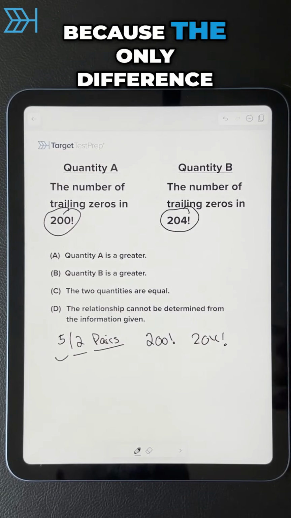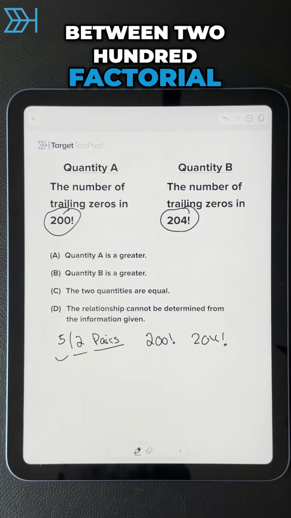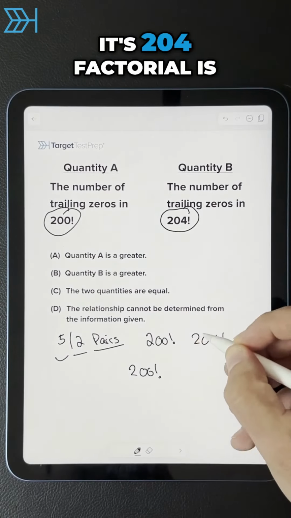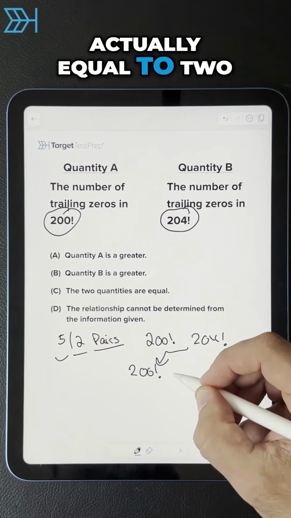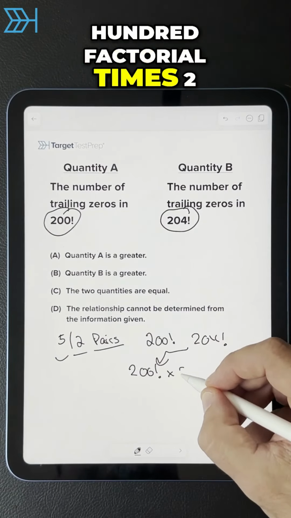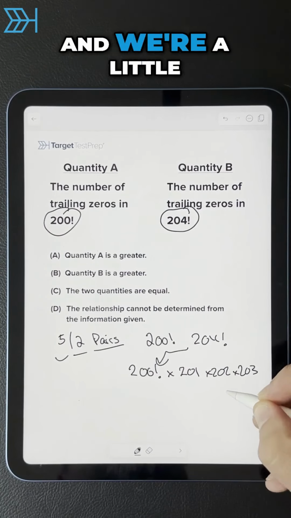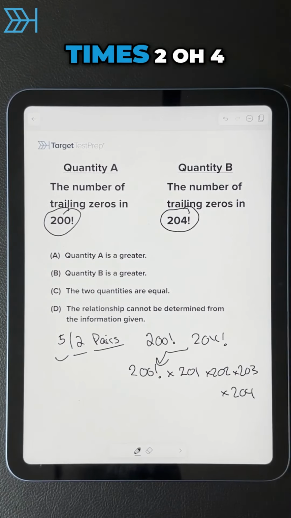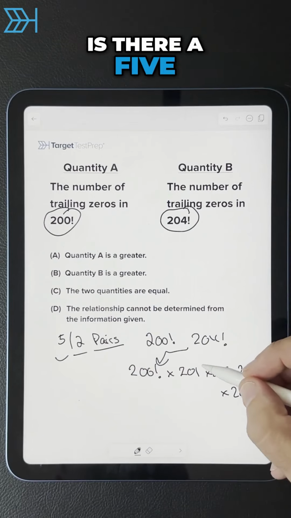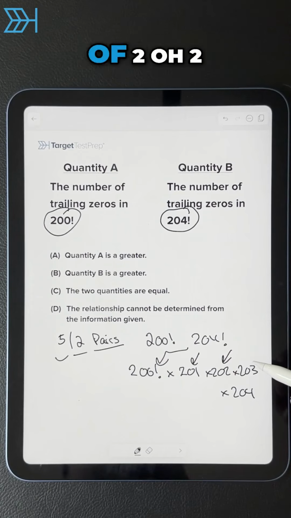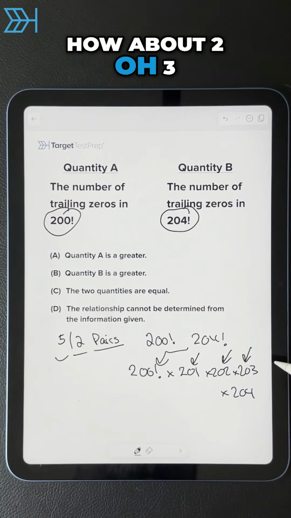We can, because the only difference between 200 factorial and 204 factorial is this. 204 factorial is actually equal to 200 factorial times 201 times 202 times 203, and we're a little bit out of room, so we'll put it down here, times 204. Now, is there a 5 in 201? No. Is there a 5 in the prime factorization of 202? No. How about 203? No.